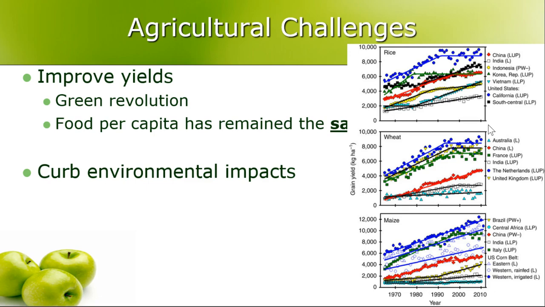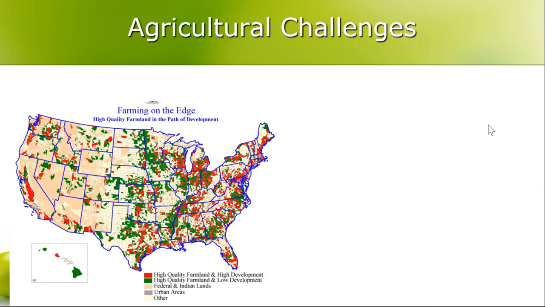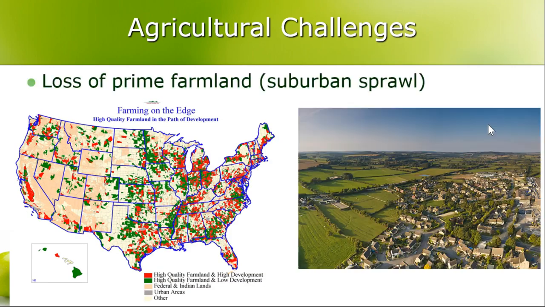All right, so what are the challenges? First, we need to improve yields, right? The Green Revolution was great, and we did great stuff with that, but food per capita has remained the same, right? We need to double the Green Revolution in order to be successful. And while we double the Green Revolution, we also have to curb the environmental impacts. And that is a very difficult thing to do, because some of the things that are happening now are we're losing prime farmland to suburban sprawl.